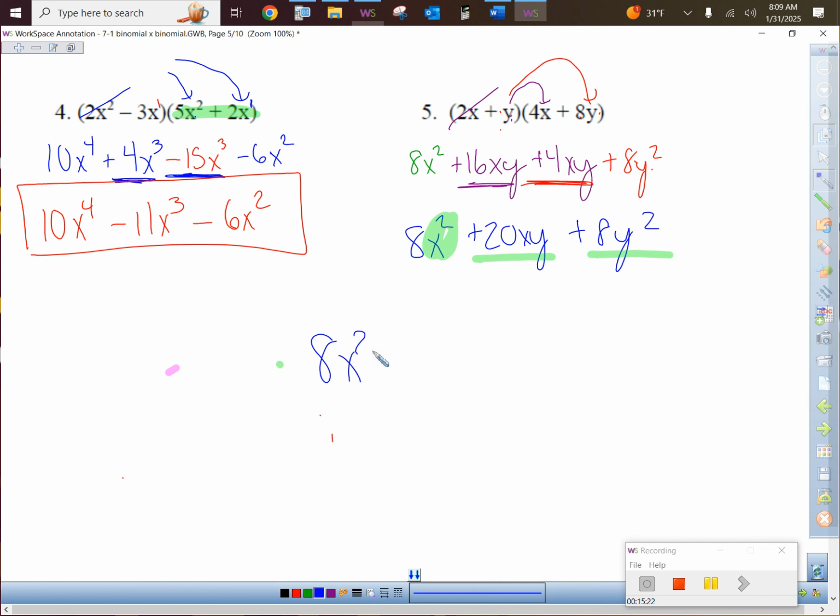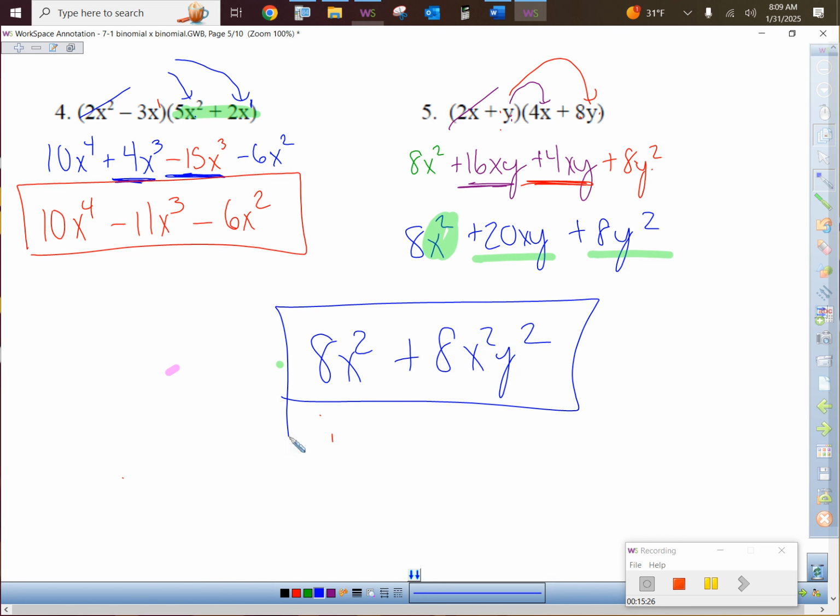What if I had 8x squared plus 8x squared y squared? Are those like terms? They both have x squareds in them. Are they like terms? They have to have all the same letters. So even though they both have x squareds with them, this one has a y squared with it. Does this one have a y squared with it? So not even like terms. And it's just new and weird. You will get so much better at it as we practice it, right? You've got to have all the same letters raised to all the same exponents.